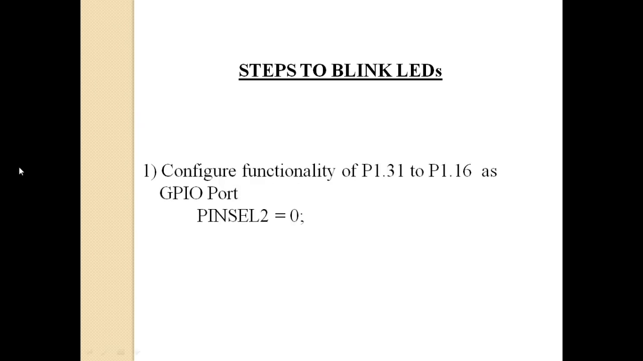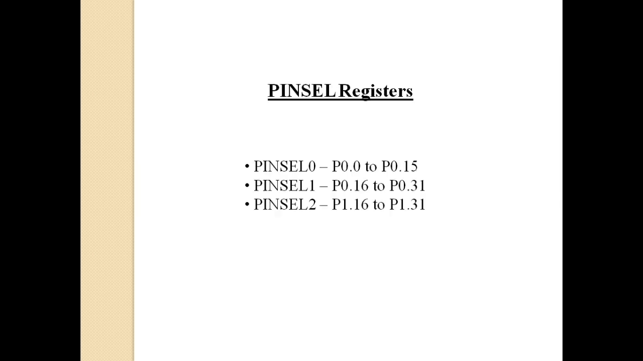So we will see the first step. You need to configure the functionality of P1.16 to 31 as GPIO. So next, you need to see how to configure the functionality of those pins. For configuring the functionality of a GPIO pin, you are using a special function register known as pin select register, pin sel register. Previously we have seen a register known as VPB divider. It was used for configuring the P clock from CCLK, C clock.